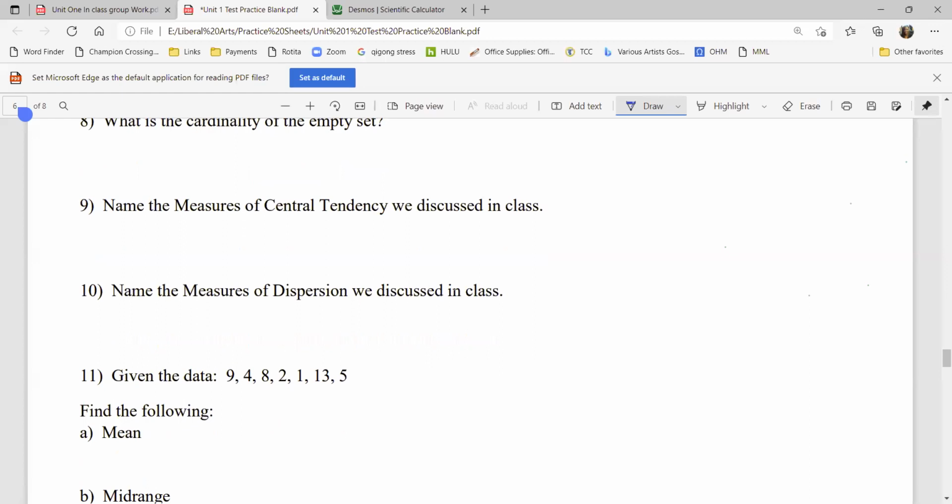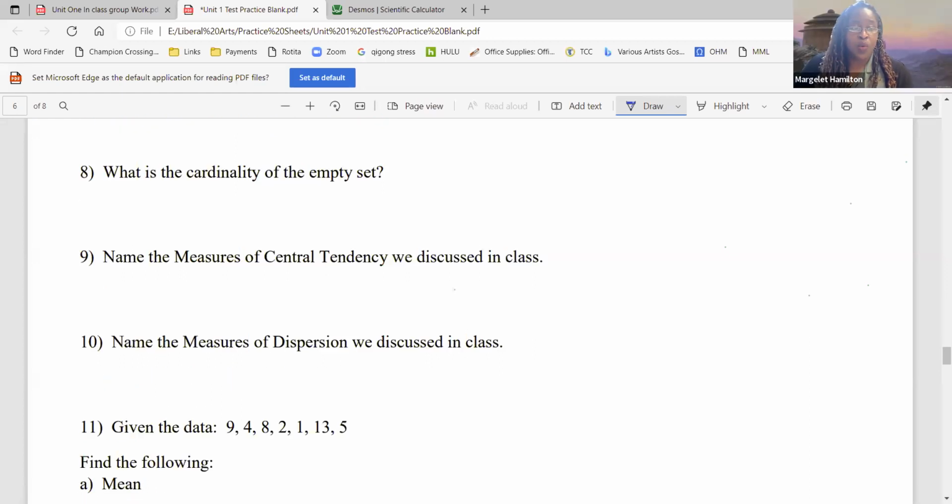All right. So what is the cardinality of the empty set? 0. Thank you. The cardinality of the empty set is 0, right? There's nothing in it. 0 is the number. Okay.